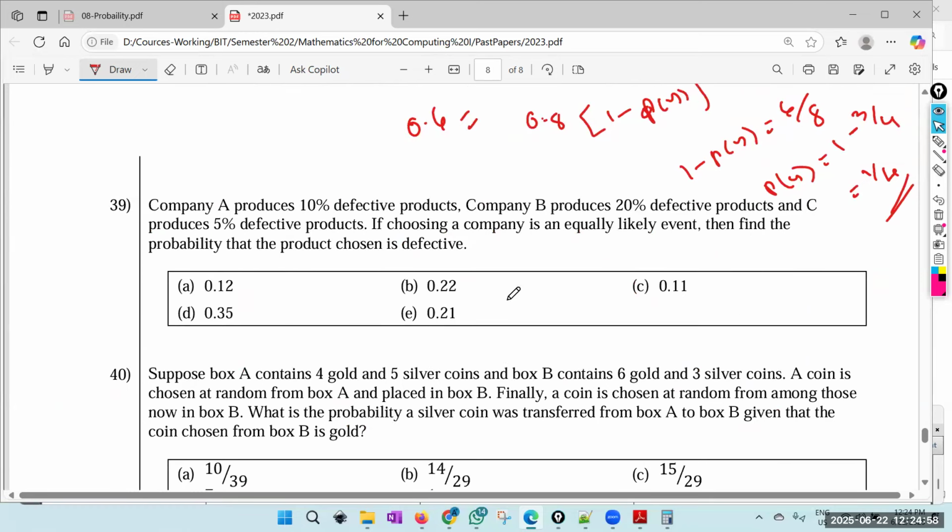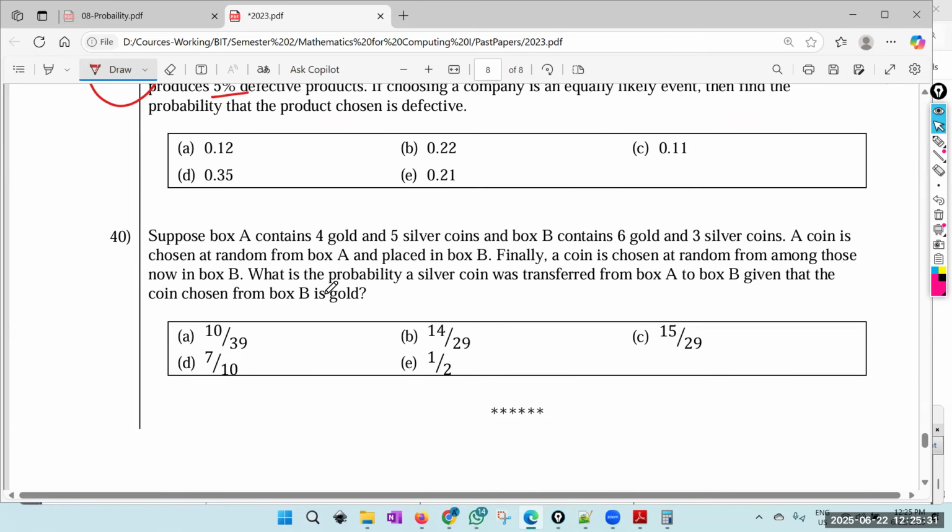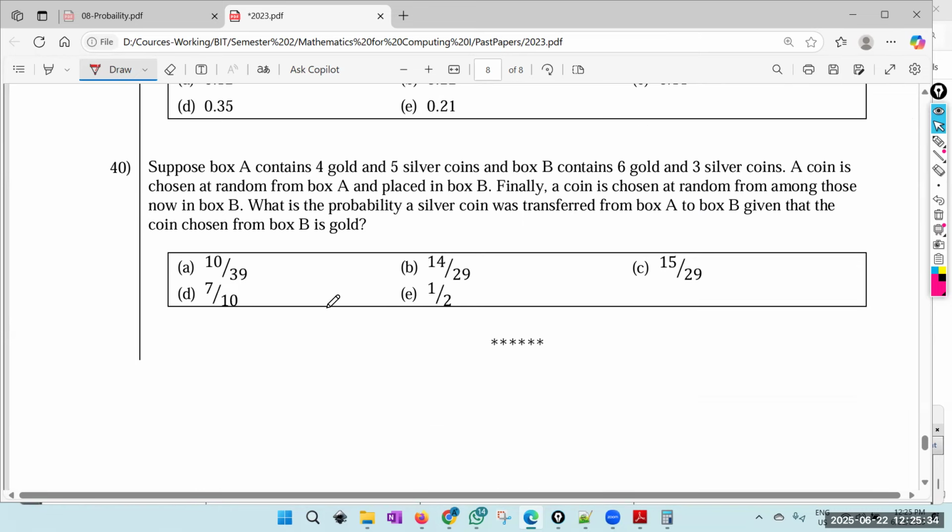Right, 39. Company A produces 10% defective product, company B produces... I think this is the same question, exact same question, and maybe exact same values also. Find the probability that the product chosen is defective. Yes, it is the total probability law question, so I'm not going to do that. I think the numbers are also the same. What about the next one?